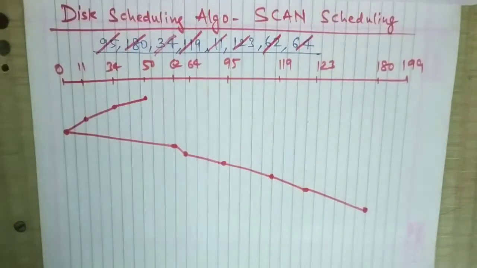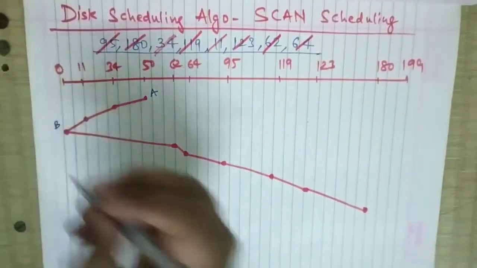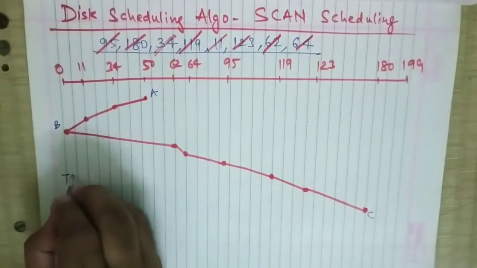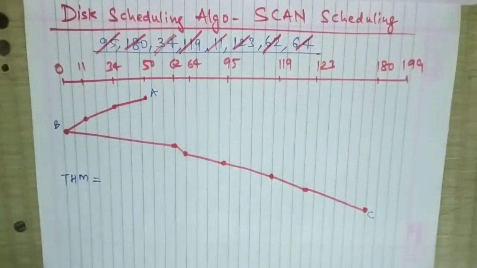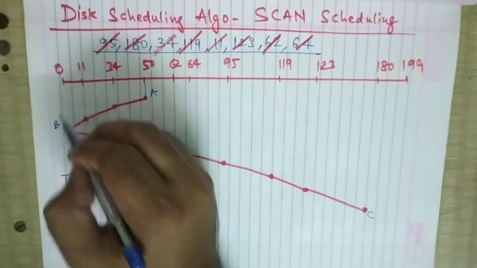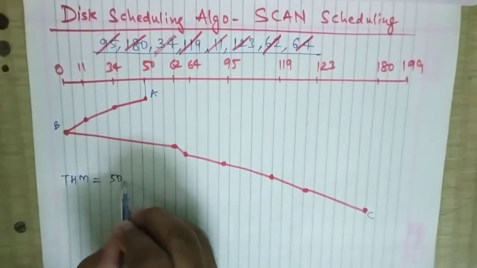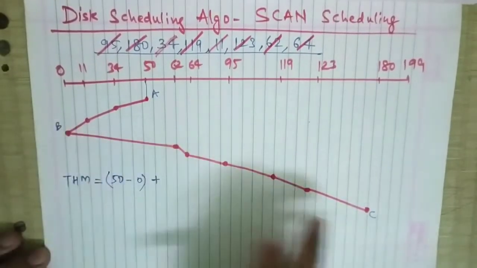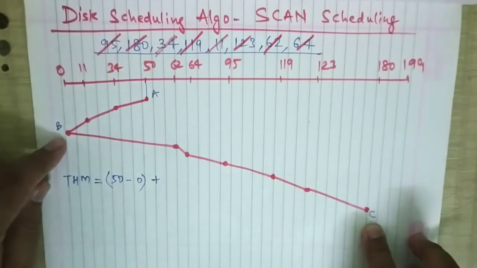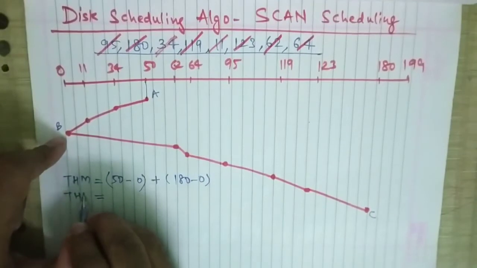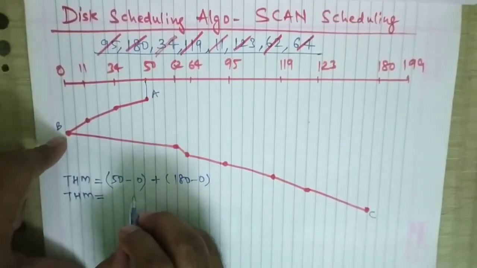Now you can easily calculate. This is point A, this is point B, and this is point C. Calculating the total head movement is very easy. From A to B, it is 50 minus 0, and after that from B to C, 180 minus 0. So the total head movement is 230 tracks.